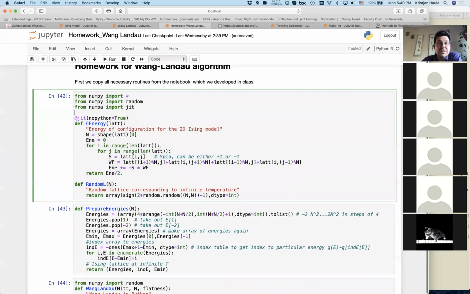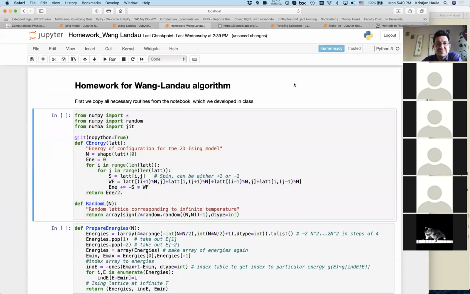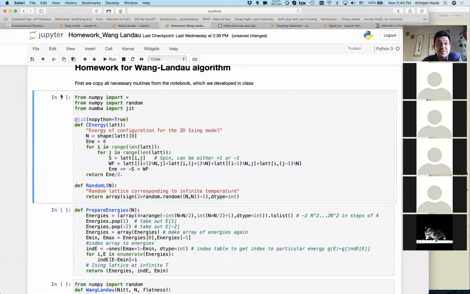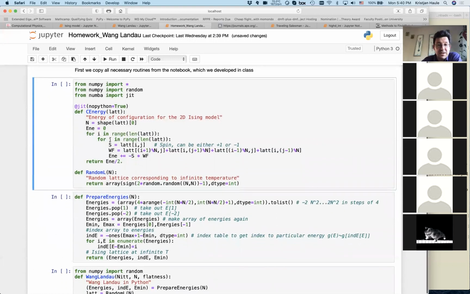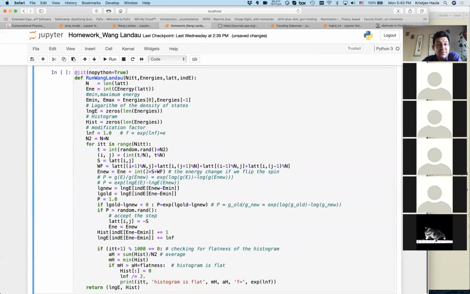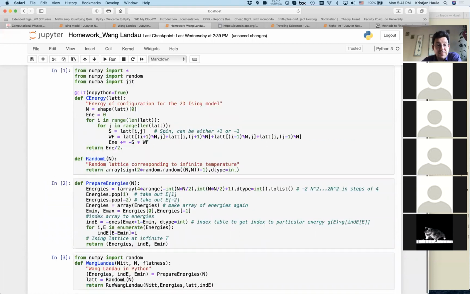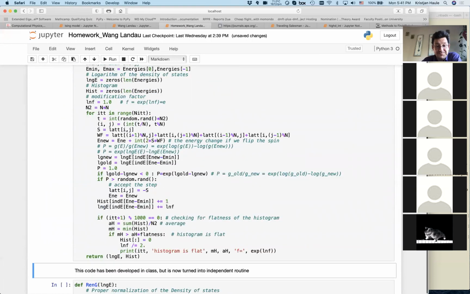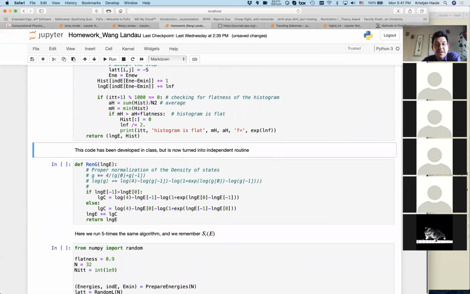Here is my solution. Let me do kernel restart and clear output. I was just checking that this solution actually works. First we copy all necessary routines from the previous notebook, which we developed. So I copied energy, random, prepare energies, Wang-Landau, and then run Wang-Landau. Again, all these routines are directly from the previous notebook, so they should be clear.